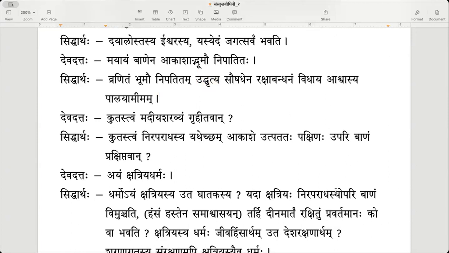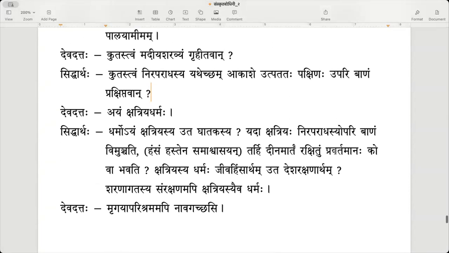Kutastvam madhiyam sharavyam grihitavan. Why did you take my target of my arrow? Target, sharavyam. Sharavyam is lakshyam. Sharave hitam sharavyam. Why have you taken my arrow's target? Sharuhu is arrow. I have not seen that word for arrow in kavya at all. Sharavya has come from sharu, with the vakara from the u, plus some akara. Kutastvam madhiyam sharavyam grihitavan. Why did you take my target?